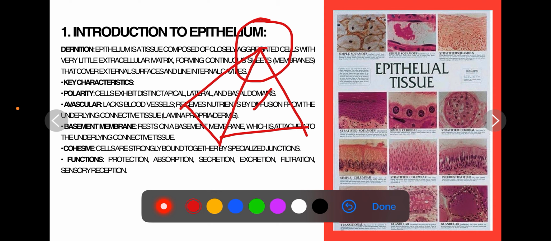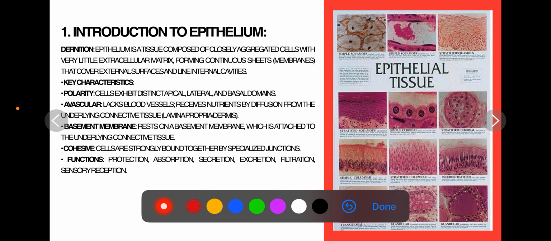Okay, so the second thing you want to know is that the epithelial cells in general are avascular. Epithelium has no blood vessels. It gets its nutrition by diffusion. Okay, this is a very important piece of information for you. The fourth criterion is the basement membrane. Any epithelium in the world is based on a basement membrane. Okay, in general, fine, in general.